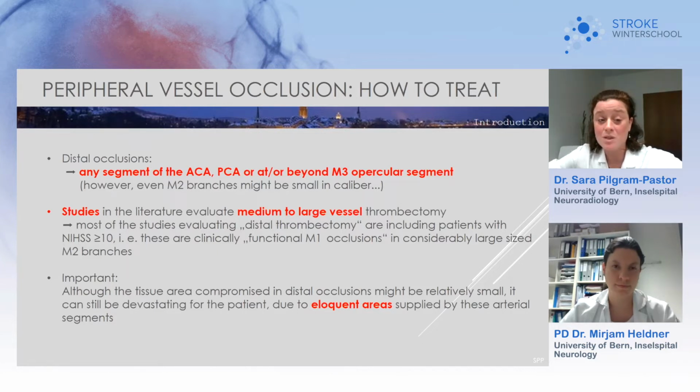Important, also the tissue area compromised in distal occlusion might be relatively small. It can still be devastating for the patient due to eloquent areas, meaning the vessel and the area can be small, but the disabling effect for the patient is what matters.